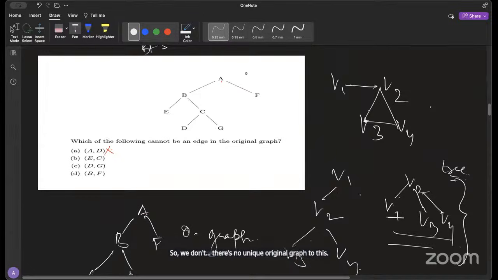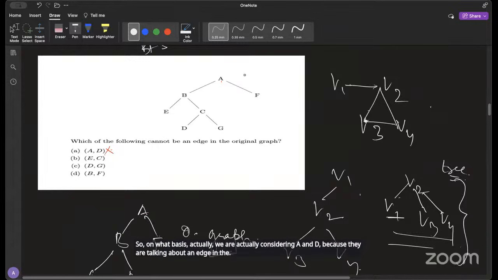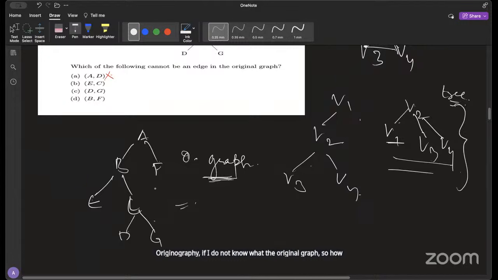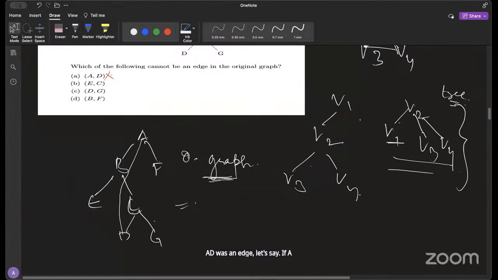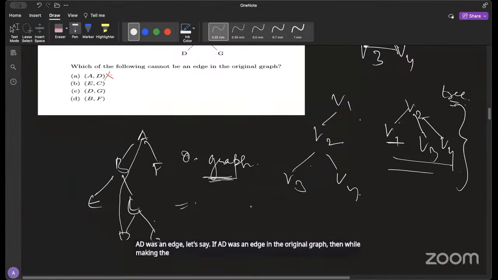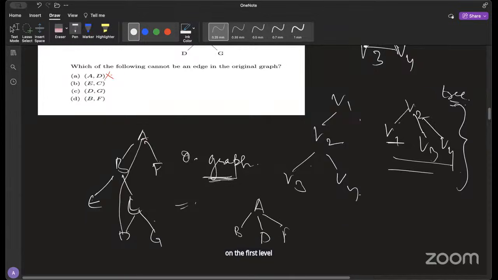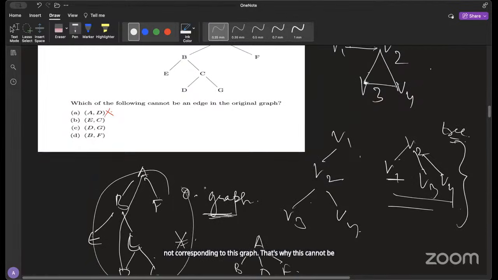So on what basis are we considering A and D, because they are talking about an edge in the original graph? If I do not know what the original graph is, how will I decide whether A comma D is the one which is not part of it? If AD was an edge in the original graph, then while making the BFS tree, wouldn't you be writing AD here on the first level? Right? Then you wouldn't write it on the last level. So this tree is not corresponding to this graph. That's why this cannot be the original graph.